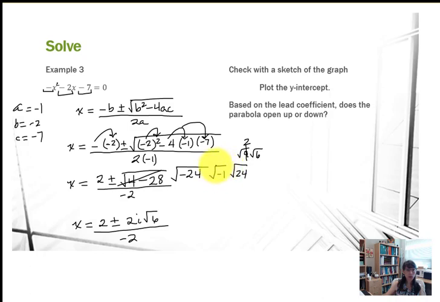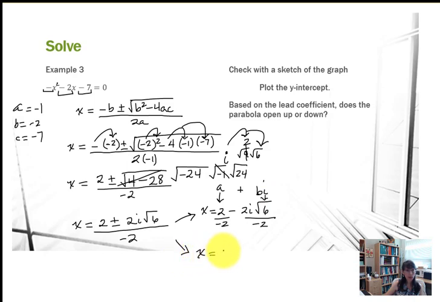So remember here in this step, square root of negative 1 was our imaginary i. So i times 2 times square root of 6 in the proper order would be 2i square roots of 6. So to break this into its two separate solutions, I would have x equals 2 minus 2i square root of 6, and our denominator is negative 2. I'm going to separate a from bi. That's our complex format. And the other solution would be x equals 2 plus 2i square roots of 6. Again, each term is divided by negative 2.